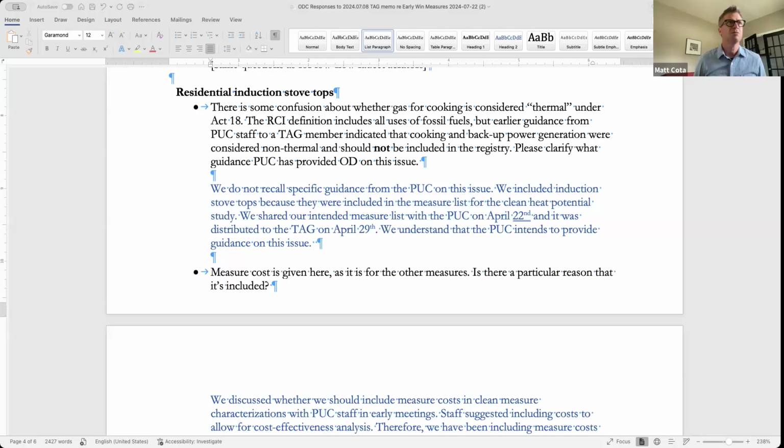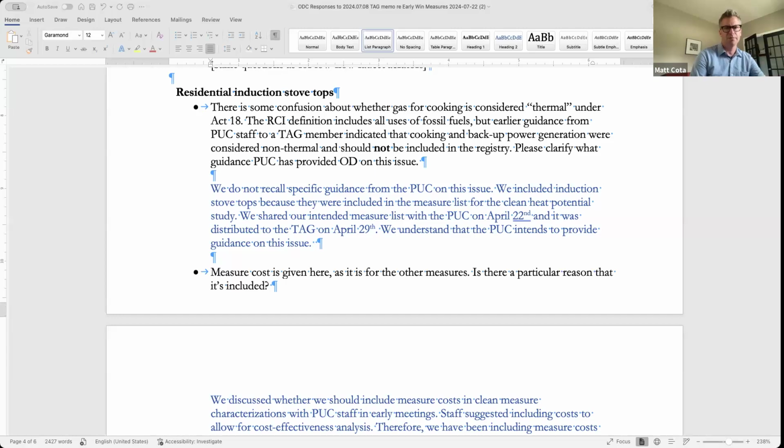Am I misremembering? I thought Deirdre said that the PUC had a memo that said cooking is included. So for now, my understanding was that Deirdre was saying they're going to include it because that's the PUC's interpretation of the statute's definition of thermal. But I remember Deirdre saying something about noting the complexities of this in the check back report in September. So even though it's going to be included for now, it's not the end of the story. That was just my interpretation of what Deirdre said.